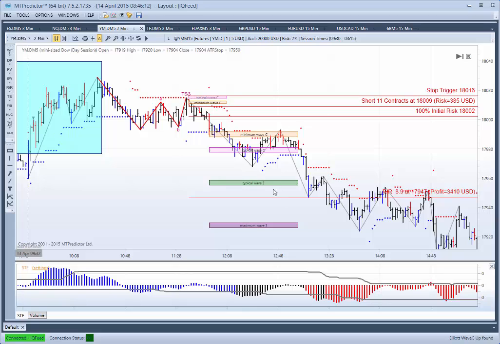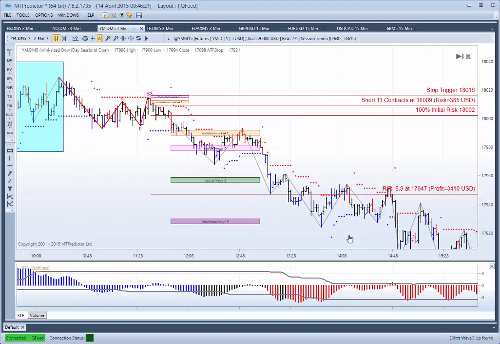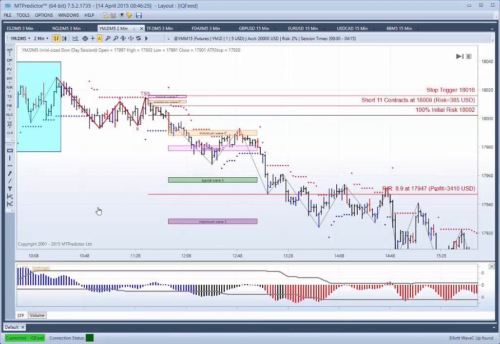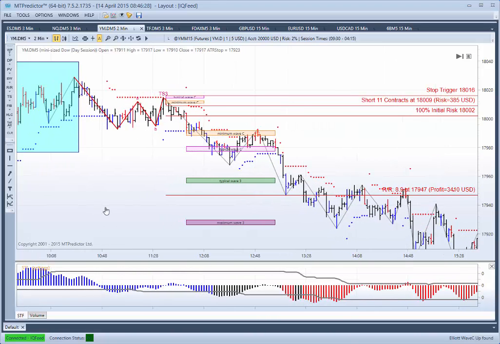We're then looking to play to the typical wave 3 WPT, and actually, because the market was strong beyond our strength band here on our STF indicator, the market went down a bit further and the profit was almost 9 times greater than the initial risk. So a good example of an MTPredictor Holy Grail trade setup unfolding yesterday on the YM.